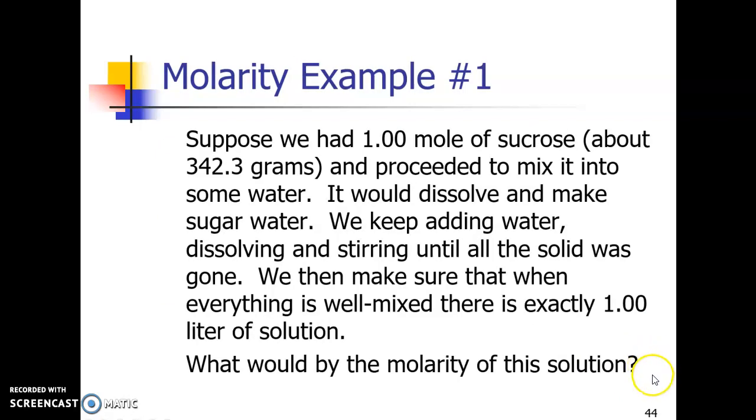Alright, so here's an example. Suppose that we had 1 mole of sucrose, and that's table sugar, by the way, and we mixed it with some water. So it would dissolve and make sugar water. So if we were to keep adding until we got to a volume of exactly 1 liter of solution, what would be the molarity of this solution?